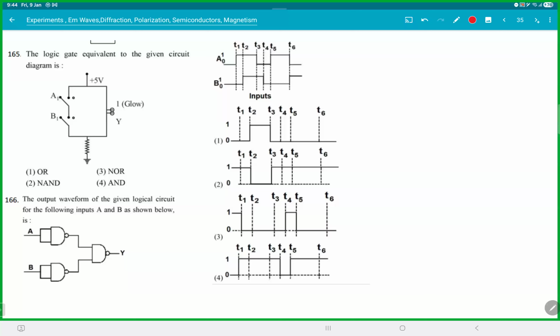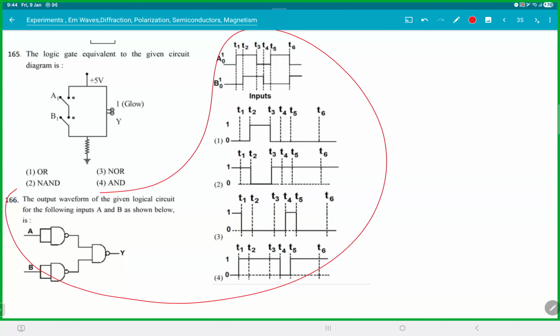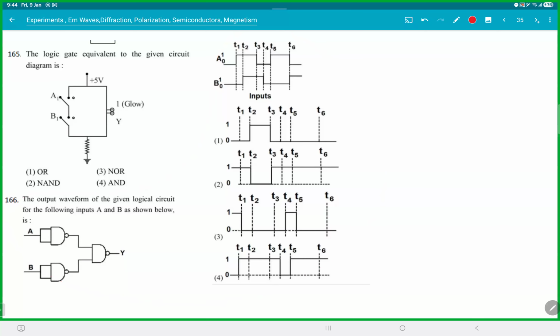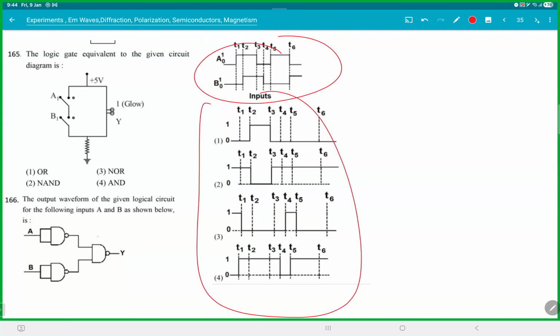How do we do this? So every time logic gates won't be straightforward, they'll give you a gate. This is 166, huh? Yeah, I think this is something else. No, this is another question actually. This is the input, and it is the same thing. This is the input, and this is the output for this circuit.